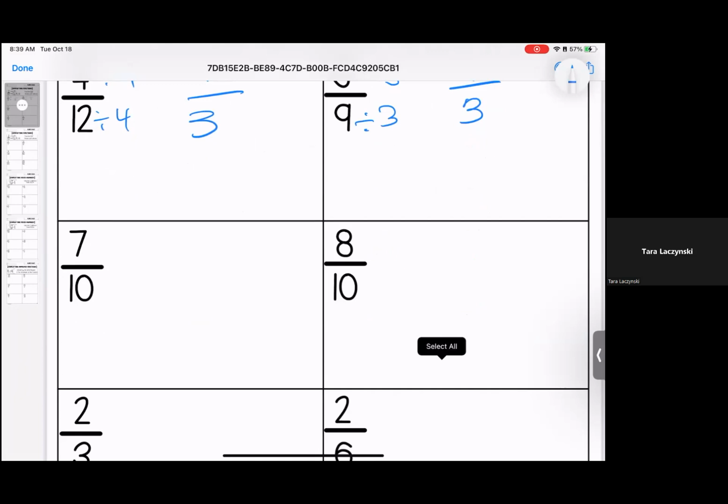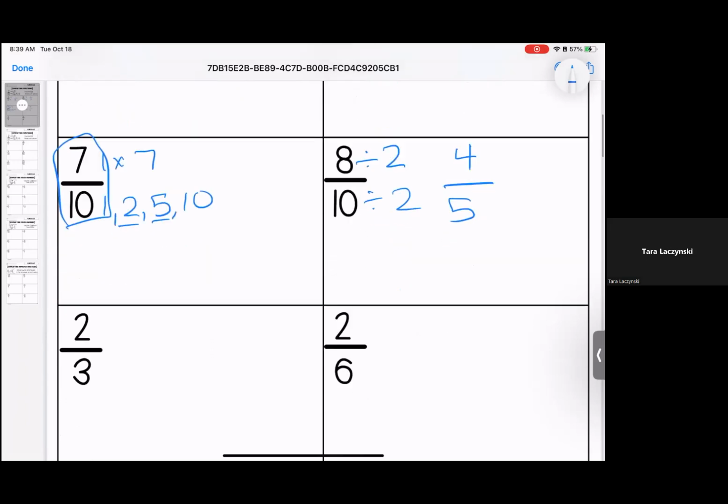7/10. 7 is prime. 10 only has the additional factors of 2 and 5. This is going to be already in simplest form, okay? For 8 over 10, though, we can divide these both by 2. 8 divided by 2 is 4. 10 divided by 2 is 5.